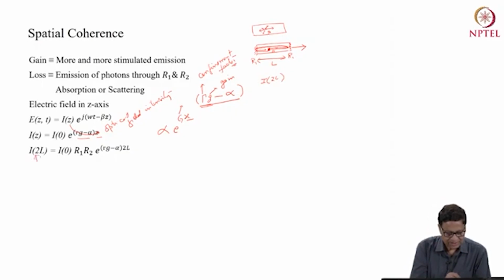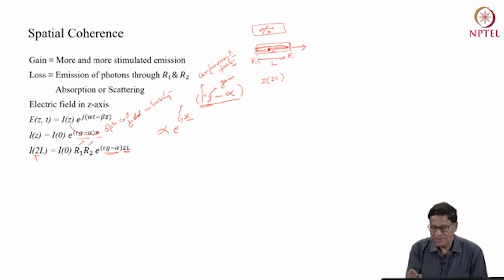which is here. So this I(2L) will be I0 into the total distance. This is 2L, and this is the net gain, and these are the reflectivities of the two mirrors, because it has encountered two reflections, one at this point and another at this point. So the optical field intensity after traversing a distance of 2L is equal to I0, the initial, which is when it was generated in the middle, and R1, R2, the reflectivity of the mirrors, into e raised to the power g, which is the net gain, into 2L.